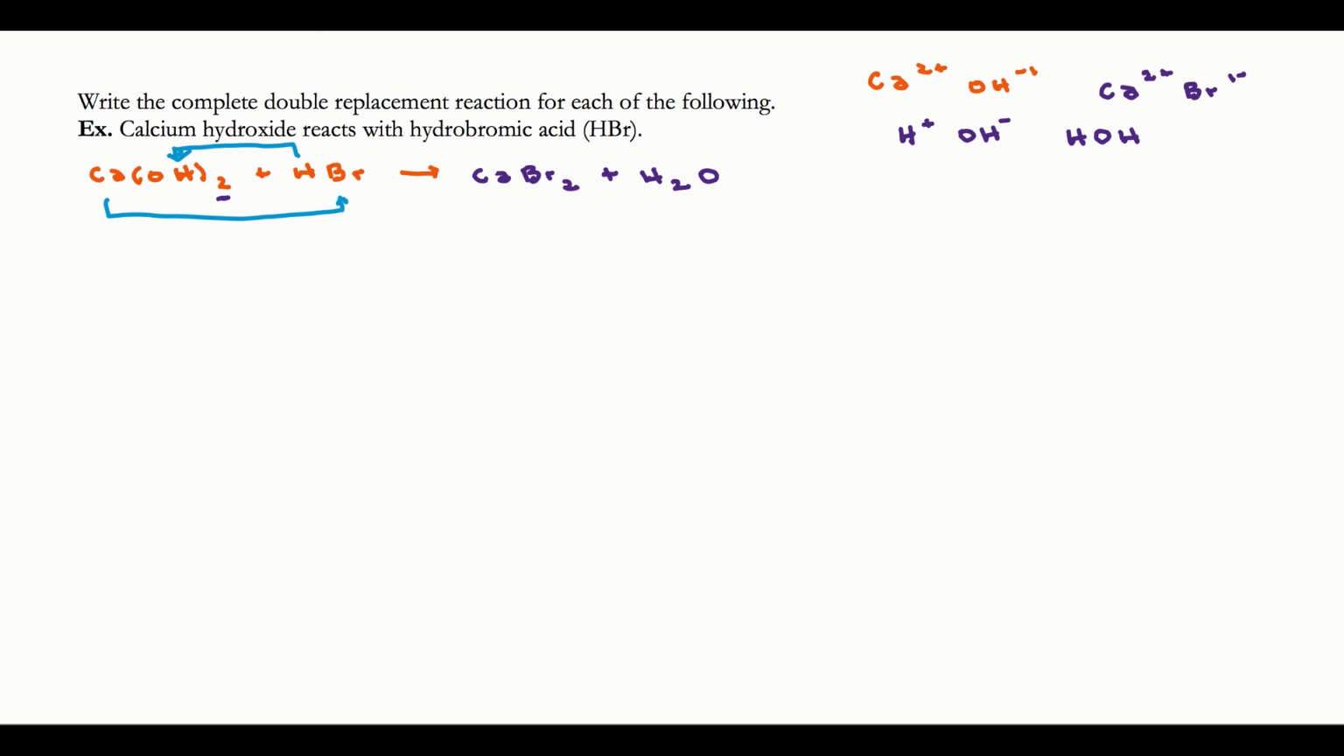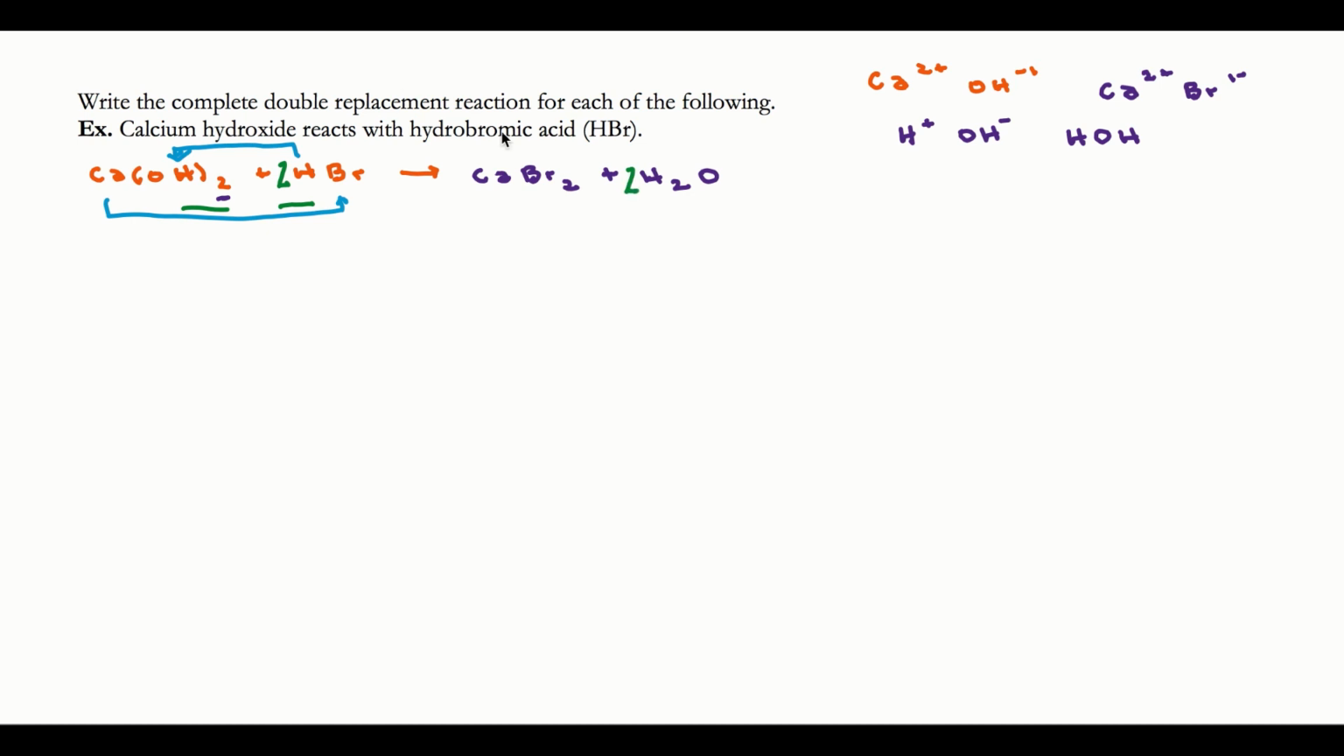So for bromide, I've got 1 bromide on my reactant side, 2 on my product side. So I'm going to need to put a 2 in front of hydrobromic acid. Now I have 2 hydrogens from calcium hydroxide, 2 from the acid, so that's a total of 4. So I'm going to put a 2 in front of water, and I am done.